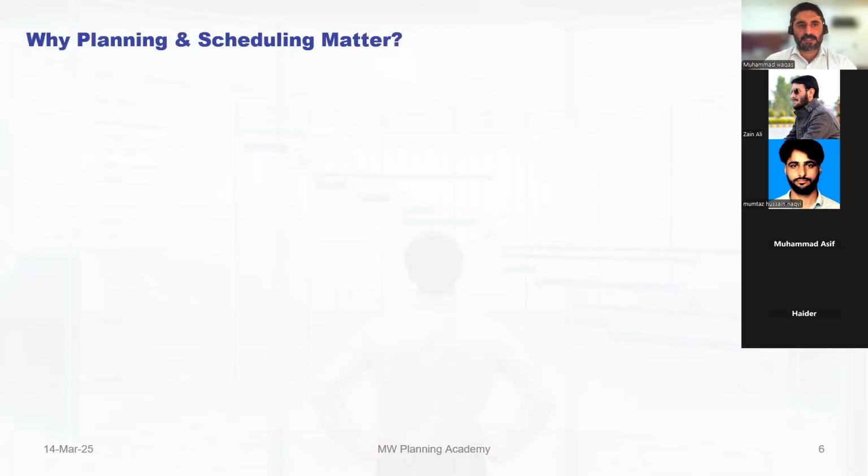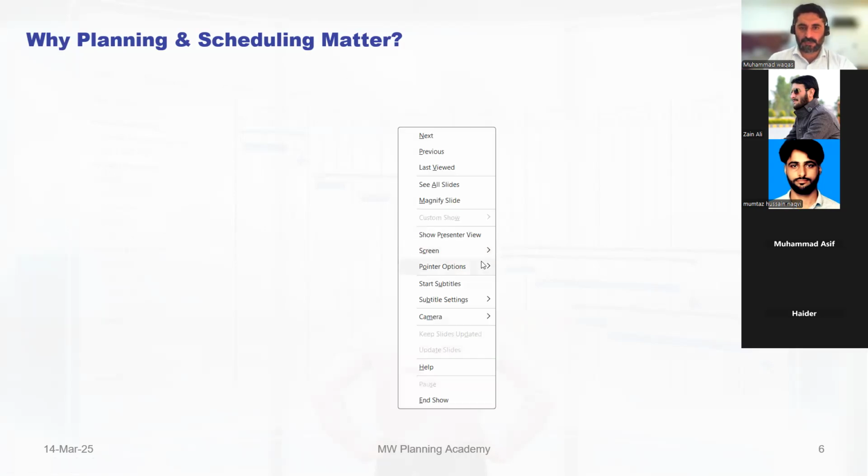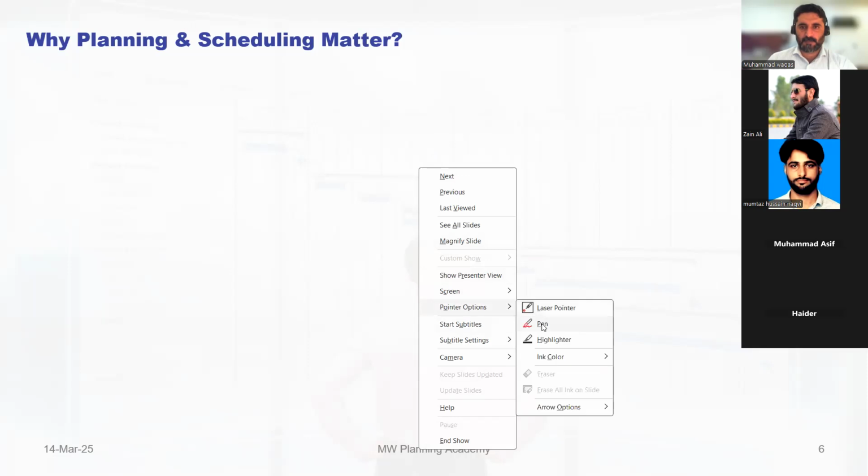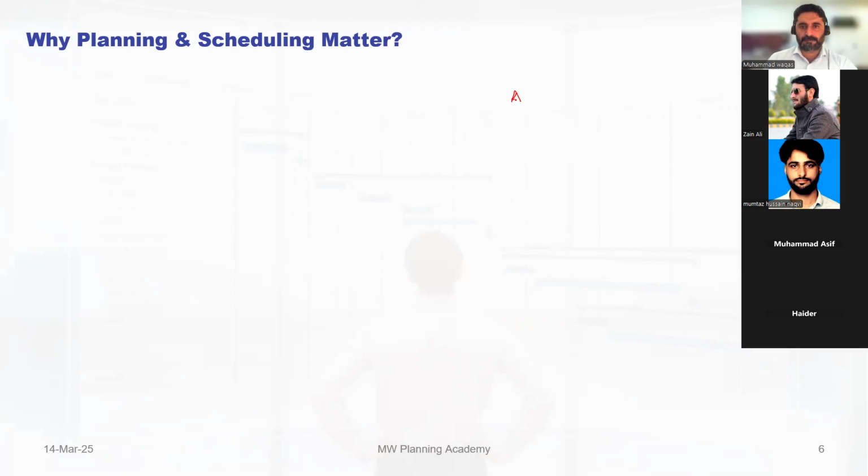Okay, now the first question is why planning and scheduling matter, why we need to do it. This is a very basic question. I will give you one simple example. For example, we have one person, just let me open the pen. We have one person, this is person A. Now he has to go from here to this place, and here is a standing person B. In order to go there, they have to communicate with each other first, and then they will schedule themselves.